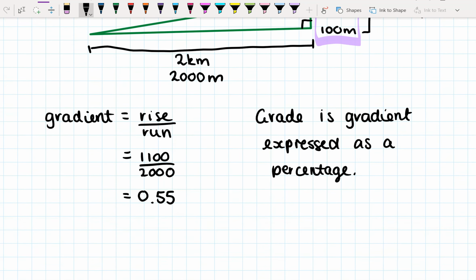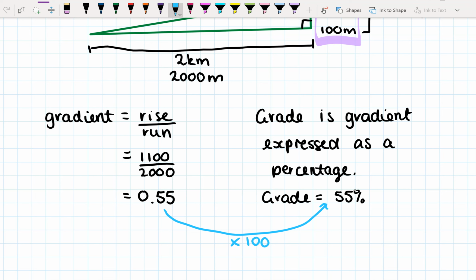Okay, so if you had here a gradient of 0.55, if you want to express that as a percentage, the grade here is equal to 55%. Okay, so all you have to do to go from gradient to grade is multiply by 100. If you want to go from grade back to gradient, so say you're given a grade and you're asked to do something with the gradient, then you have to divide by 100.